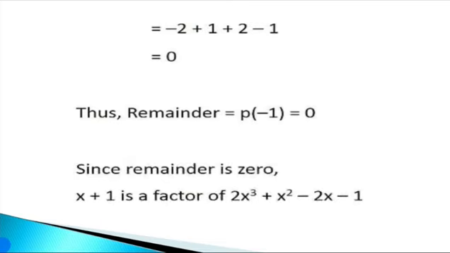Since remainder is 0, we can say that x plus 1 is a factor of 2x cube plus x to the power of 2 minus 2x minus 1. So this is the solution for sub question 1 in the problem 2. Now let's see the solution for sub question 2.